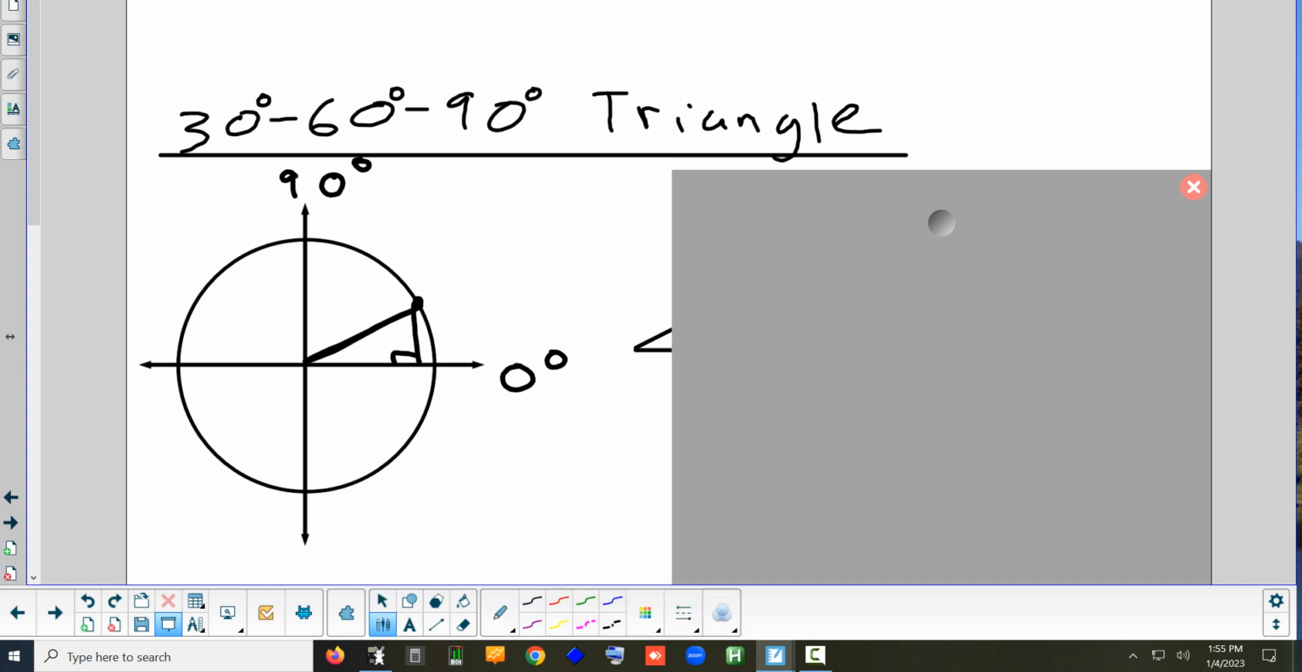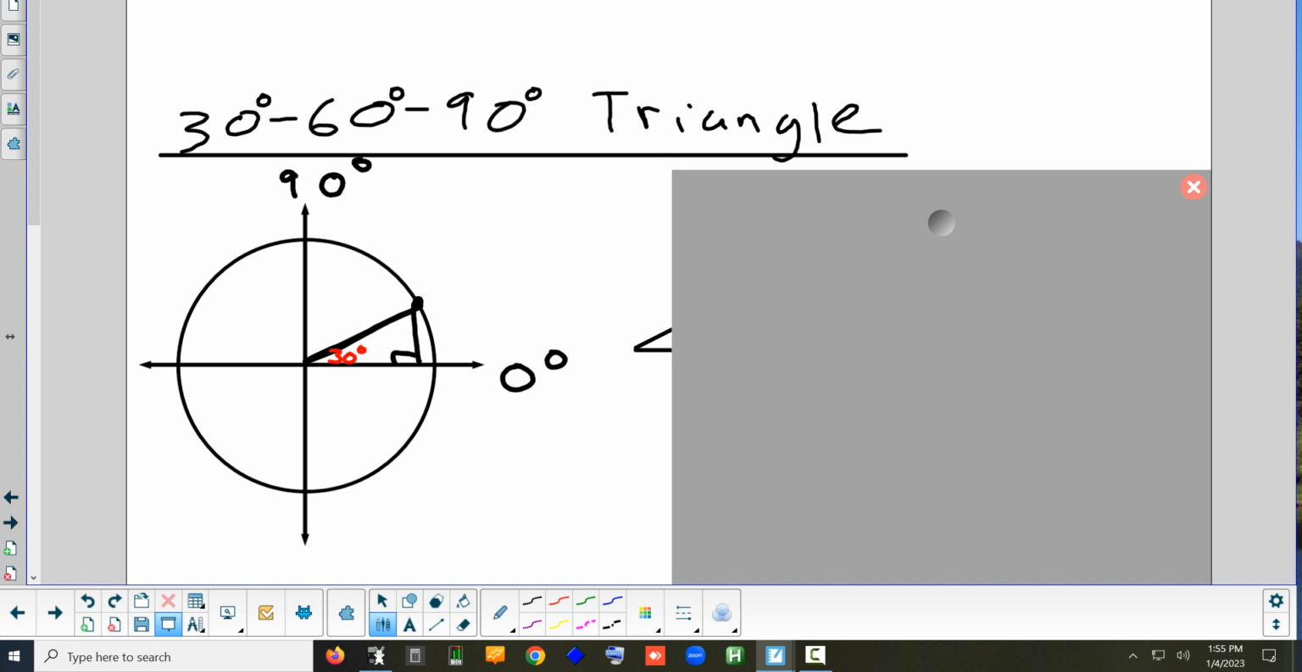Where's my 30 in that triangle? Which angle is it? The one on the left, or is it the one at the top? The one at the top. Right now. Yeah, the one that's more towards the bottom. That's the smaller angle.